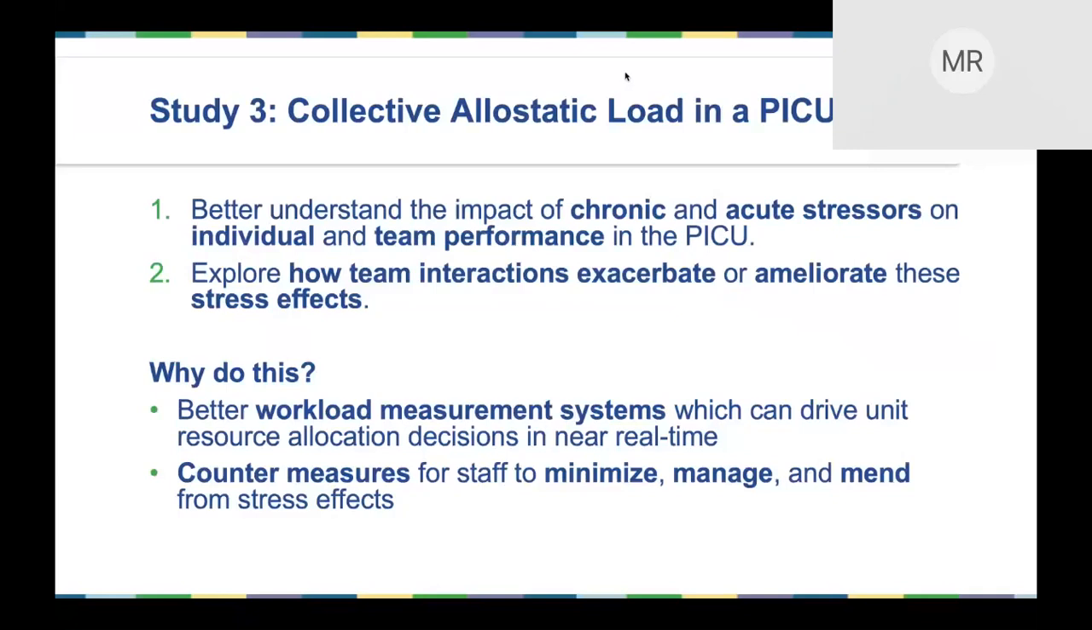And these are code team events. So this is cardiac arrests, this is ECMO, difficult airways, things like that that require an acute response from the team, and how that impacts individual and team performance outcomes. And then two, we're looking at how they interact as a team, and how that protects them from the effects of both chronic and acute stressors, or helps them, or makes it worse.